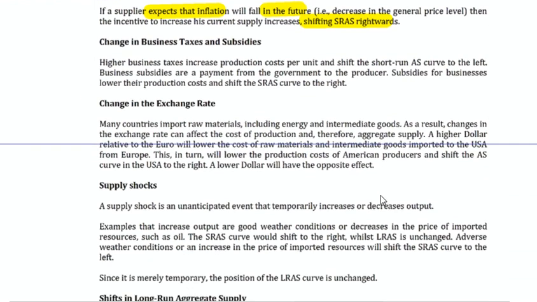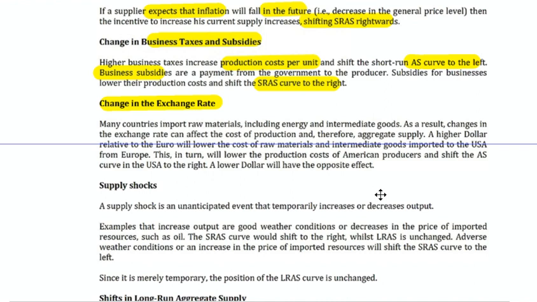Changes in taxes and subsidies. If there are higher business taxes, that'll cause the production costs per unit to go up, and it'll shift my supply curve to the left. On the reverse side, if I'm getting subsidies, that will reduce my costs and shift my supply curve to the right. What about change in exchange rate?